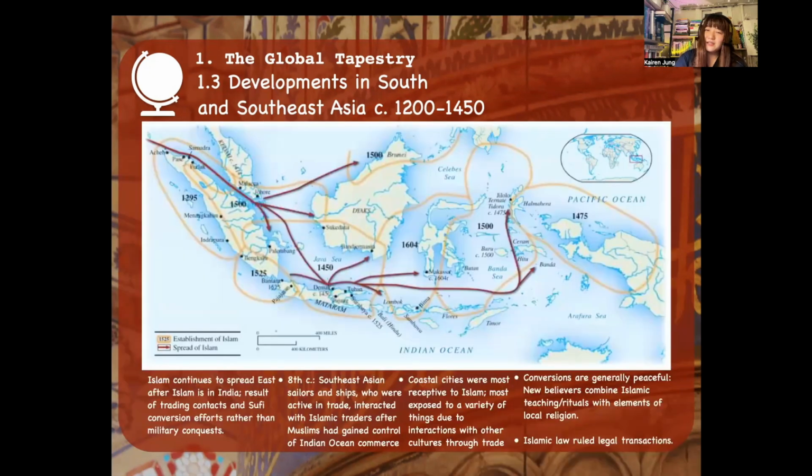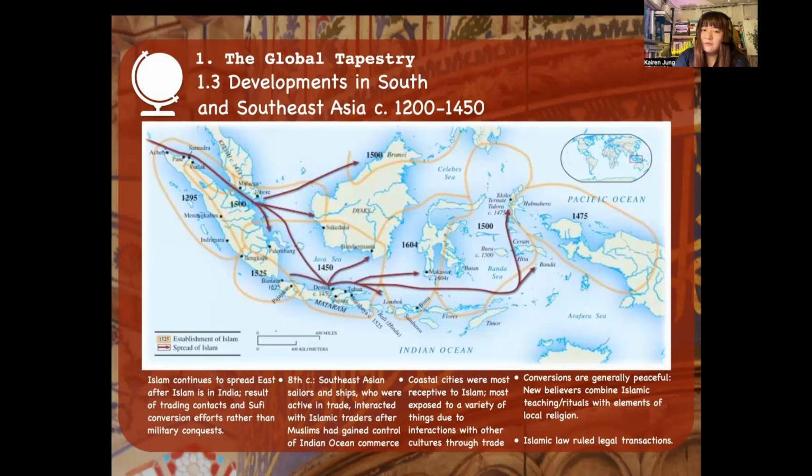Hinduism today. This is a map showing the spread of Islam in the Indian Ocean. This is the kind of map that you should have burned into your retinas because it comes up so frequently on this exam, and it can very well be like a stimulus piece for your stimulus MCQs, right? So Islam continues to spread east after Islam is in India as a result of trading contacts and Sufi conversion efforts rather than militaristic jihad conquests, for example, right?